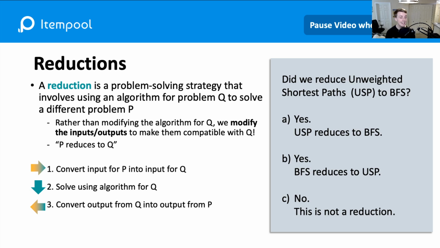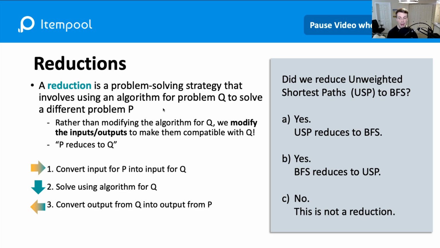So my question here is this a reduction? Did we reduce USP to BFS? Or did we do the opposite, reduce BFS to USP? Or is this not a reduction at all? Take a second and think through this. What do you think that we did with BFS? This question will only be multiple choice, but I want you to make sure you have a reasoning behind your answer. Take a second on your own.